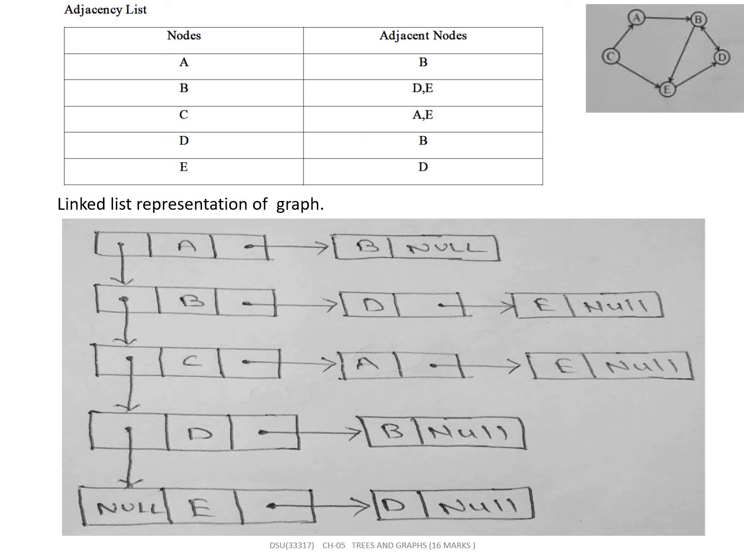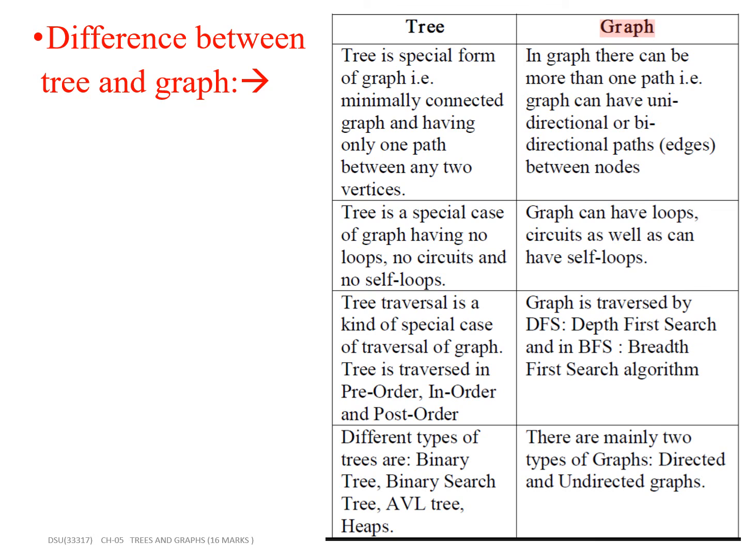With this topic, we have completed our chapter number 5, that is trees and graphs. Now we will see the difference between a tree and a graph. The first difference is that a tree is a special form of a graph, that is a minimally connected graph having only one path between any two vertices. In a graph, there can be more than one path, that is, a graph can have unidirectional or bidirectional edges between the nodes.